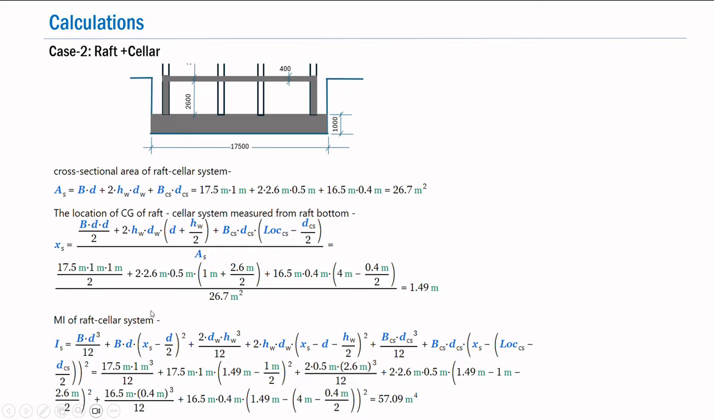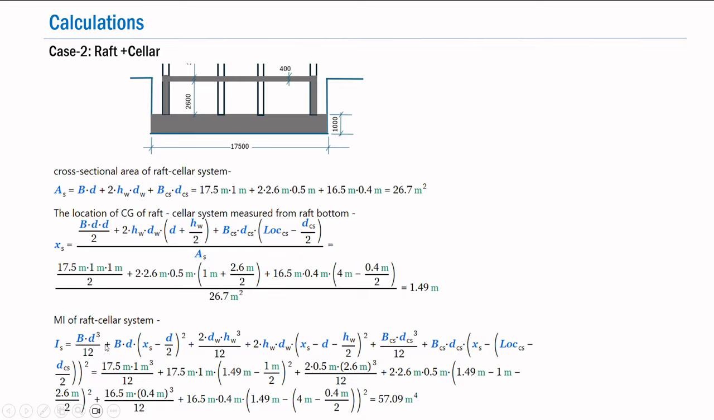Obviously, we know that the moment of inertia of the raft cellar system is the MI of the raft, walls and the cellar slabs added together. And we know that the moment of inertia of a component about any axis is its own centroidal moment of inertia plus area times distance squared. We use this formulation to obtain the MI of the raft cellar system. Accordingly, you will find that it consists of three components.